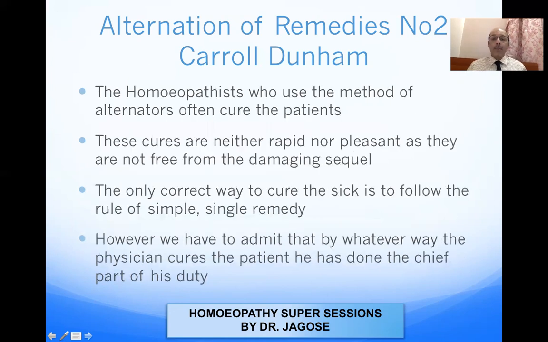The homeopaths who use the method of alternation of remedies say it often cures the patient. These cures are neither rapid nor pleasant, as they are not free from damaging sequelae. So if you use alternation of remedies, naturally it has a damaging sequel because the cures are not rapid and they are neither pleasant.